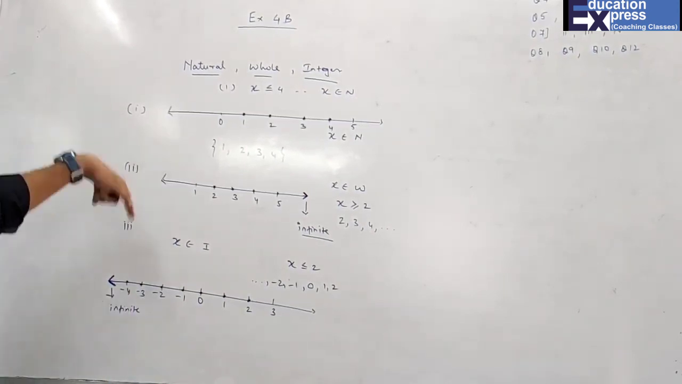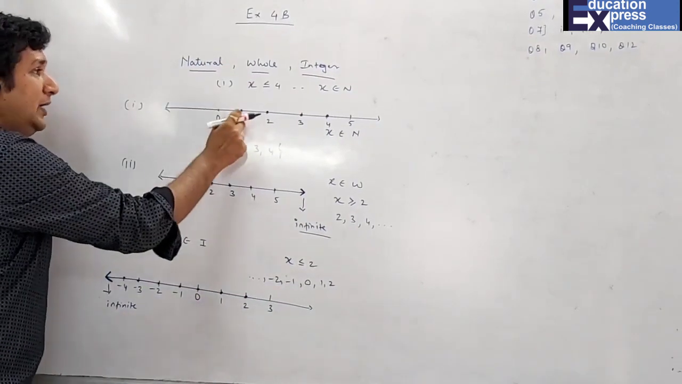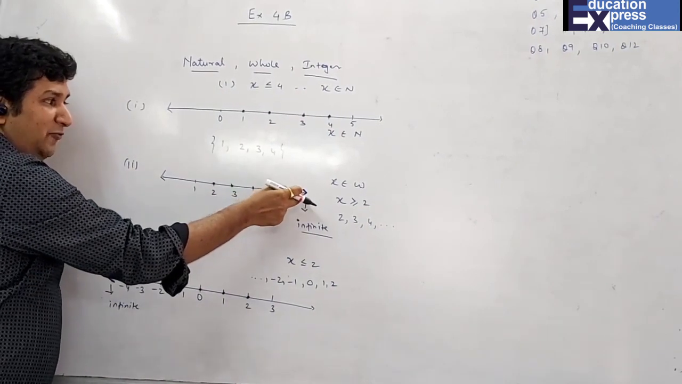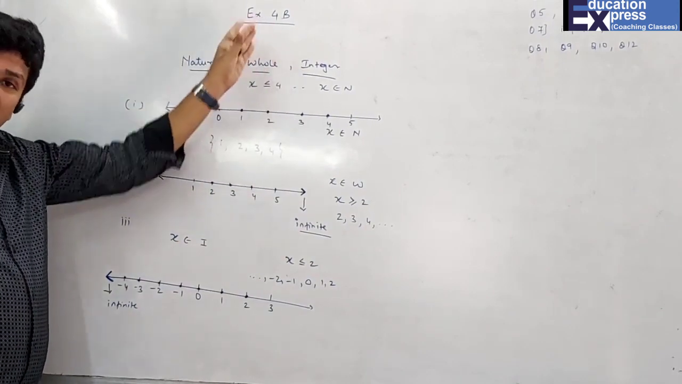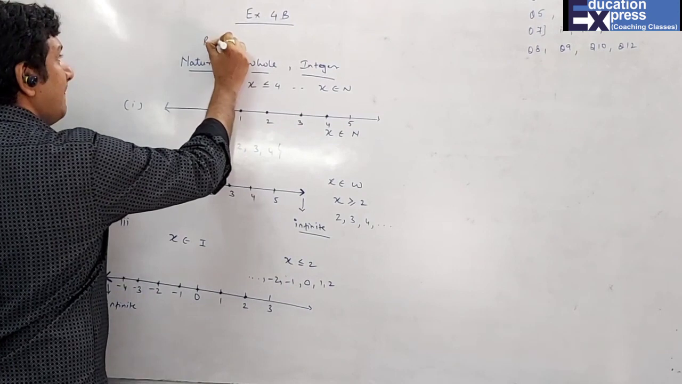So this is representing the numbers which are natural, whole and integer. You have to mark only on the numbers. Only on the numbers. And if it's infinite, then a dark arrow on that side. So natural, whole, integer is one part of it. This is how you represent them on the number line.